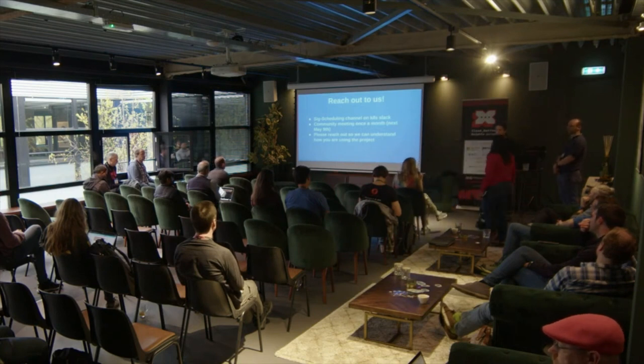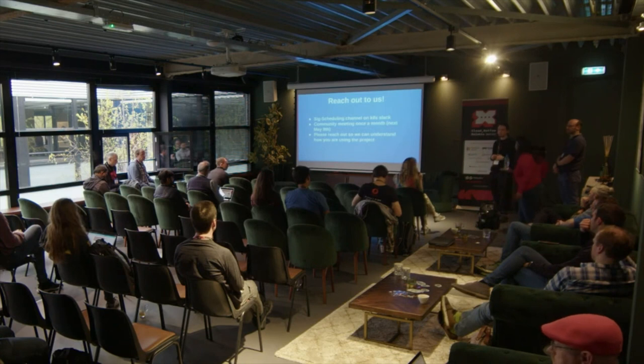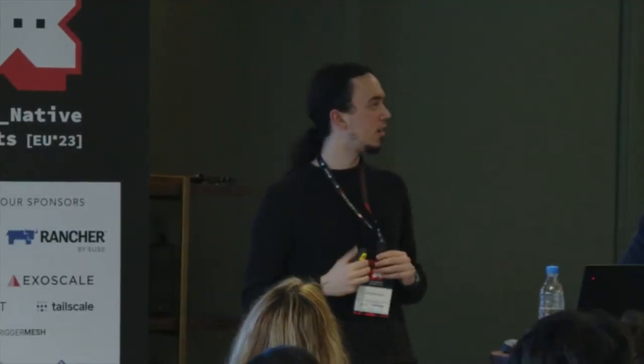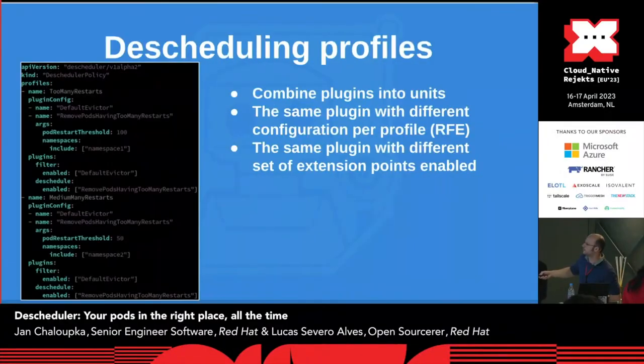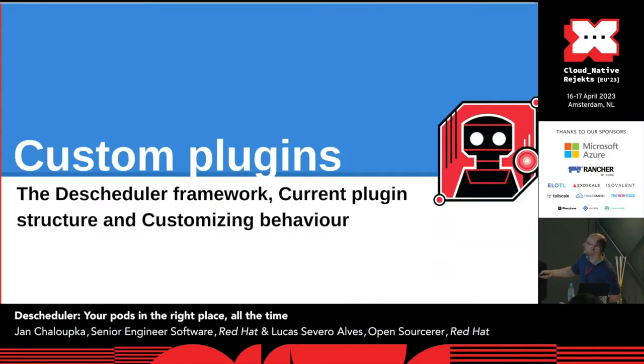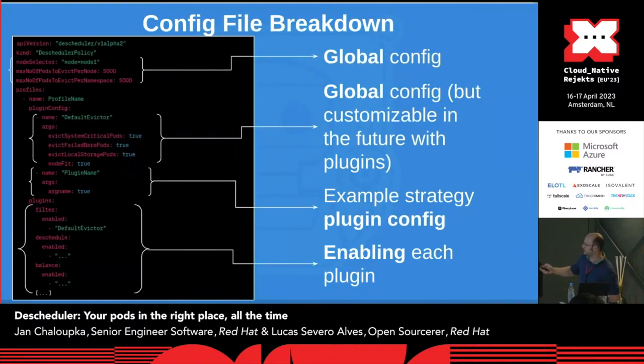Hi, cool talk. Is there a way to tell it to only consider pods on a particular subset of the nodes? I know you could probably write a plugin to do that, but I didn't know if it was something you were already doing. Do you want to answer this one? Yeah, I can maybe go back. So there's a node selector field in the global configuration. Yeah, here, the node selector. You can also have label selectors. Perfect.